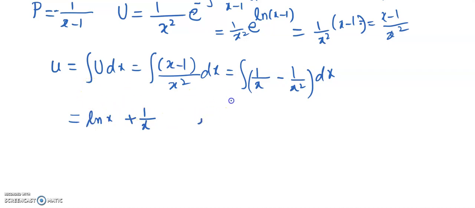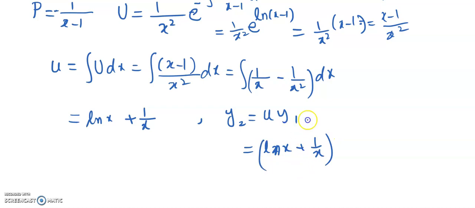So now we know u, and we know that y2 is equal to u times y1. So u is now log x plus 1 over x, times y1, which is x. So it is y2 equals x log x plus 1. It's the same answer which we got before, but in this case we had to perform much less calculations.